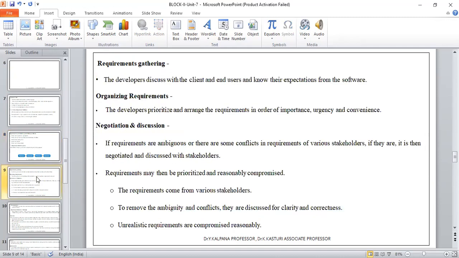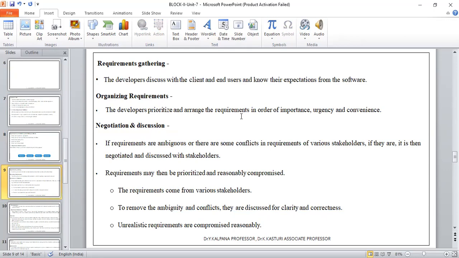Requirements gathering: developers discuss with the clients and end users and learn their expectations from the software, because they are going to use the software and they need it, so they approach the software developer team. Organizing requirements: developers prioritize and arrange the requirements in order of importance, urgency, and convenience.